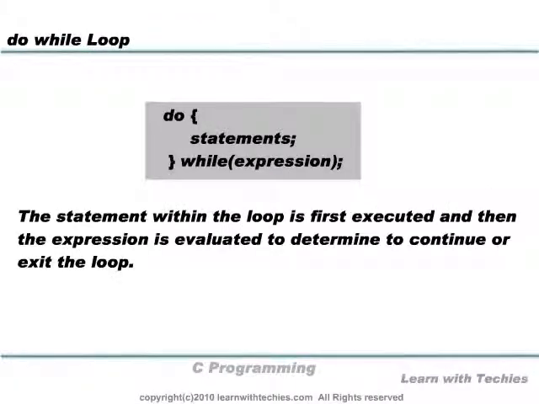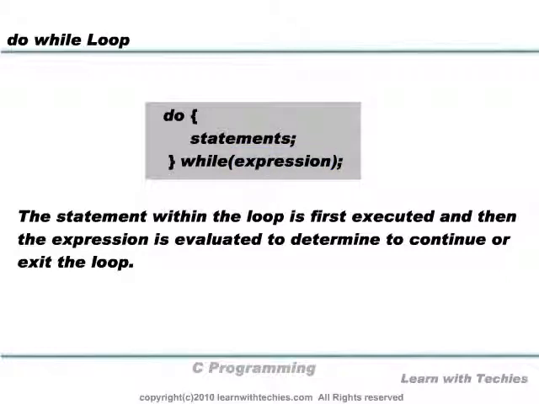The next type of loop is the do-while loop. This is also very similar to the while loop that we saw in the previous slide. The only difference is, in a do-while loop, first the statement is executed, then the expression is verified, to decide whether to continue or exit the loop.